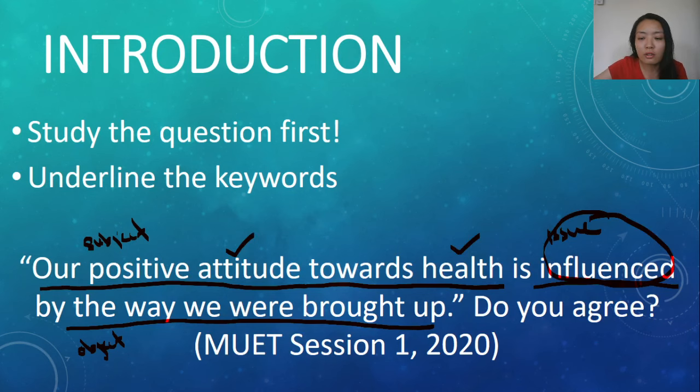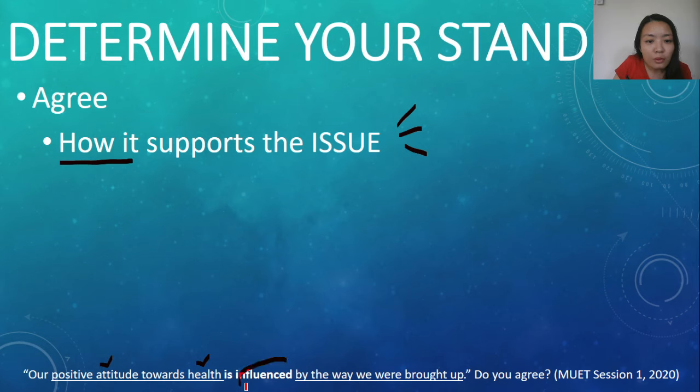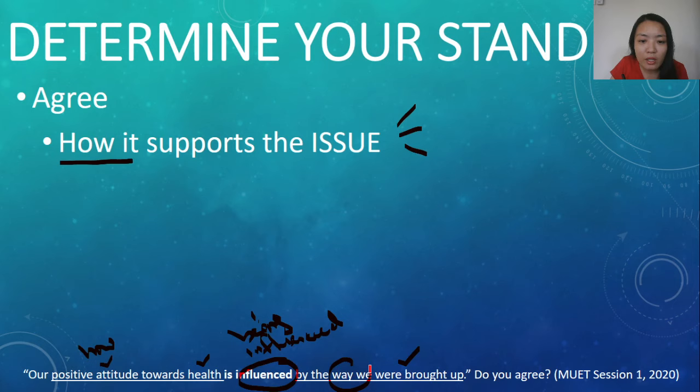Alright, so once you have understood the question, the next thing that you need to do is to determine your stand. So first, do you agree or not? If you agree, then talk about how your agreement supports this issue. Your points will talk about the ways that actually support this issue. So for example, the issue here is that the positive attitude towards health is influenced by how we were brought up. If you agree, how is this positive attitude influenced by the way that we were brought up? This is the key question here.